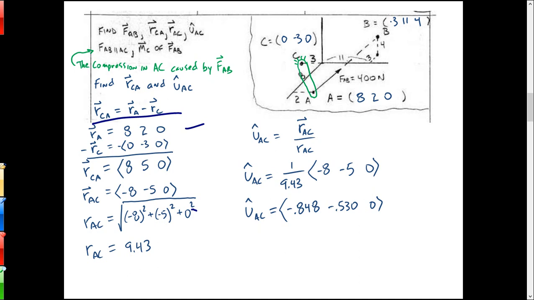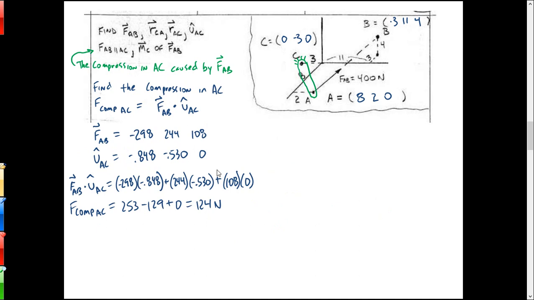Take the square root of the sum of the squares, I get 9.43, divide through by that, and I get the unit vector from A to C, negative 0.848, negative 0.53, and 0. Okay. So I've got a position vector from C to A, and I've got a unit vector from A to C. Okay.